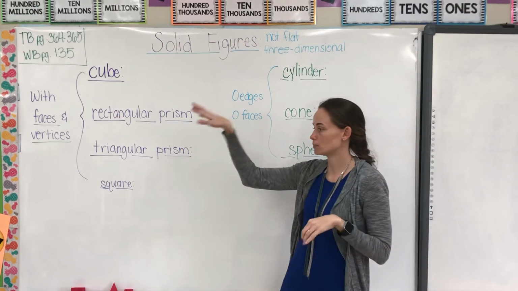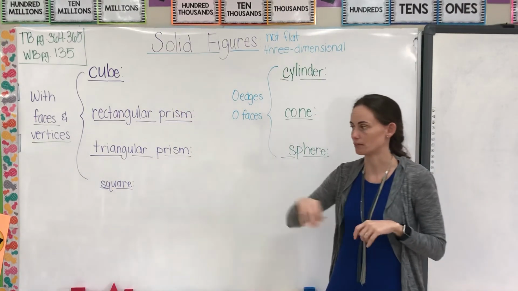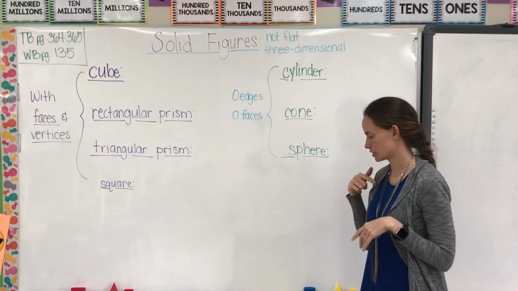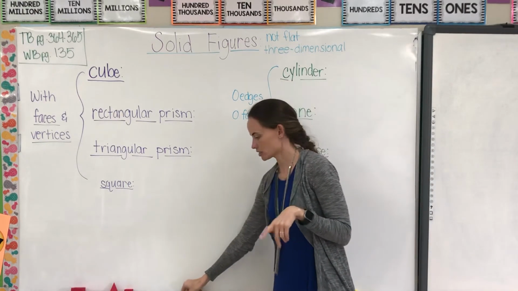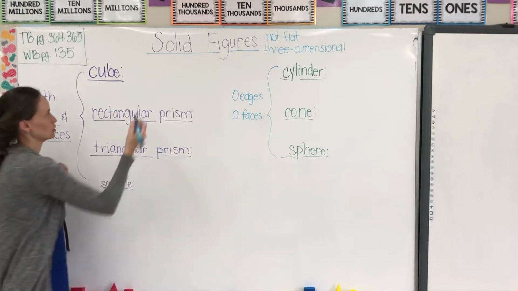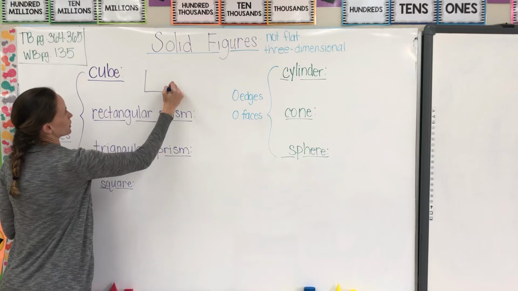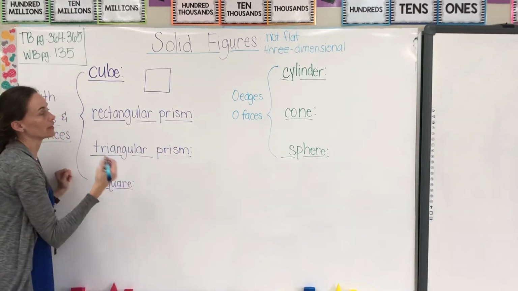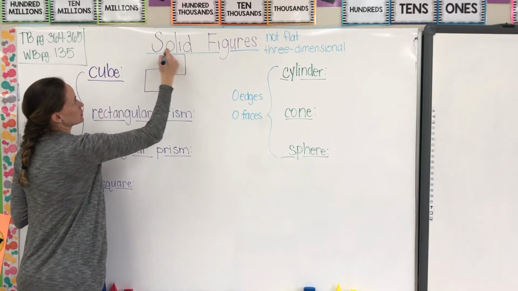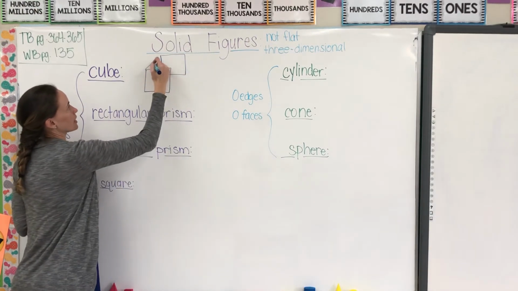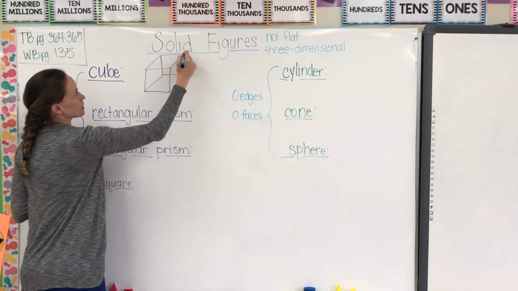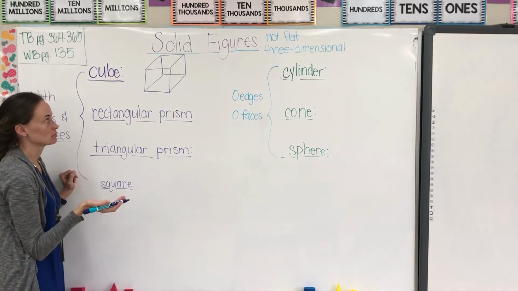In the textbook, they have drawings. I also have drawings in the notes that you can look at. And just really quickly, I wanted to show you how to draw it in case you don't know. If you're going to draw a cube, you would draw a square, and then you would draw another square higher. And then you draw the lines to connect them. That's how you make it look three-dimensional. So that would be a cube.